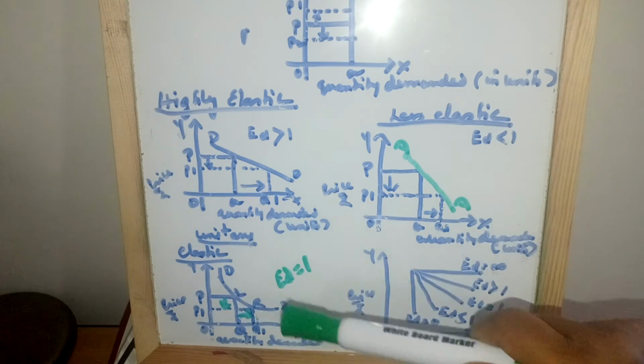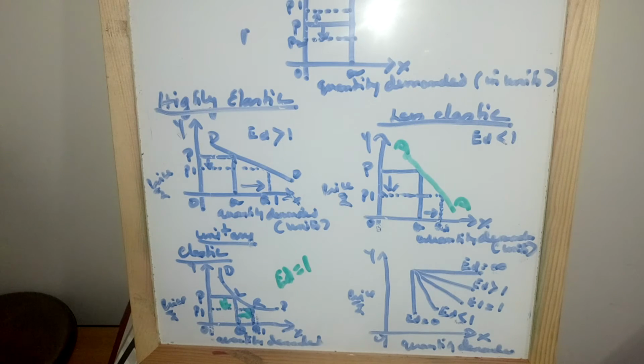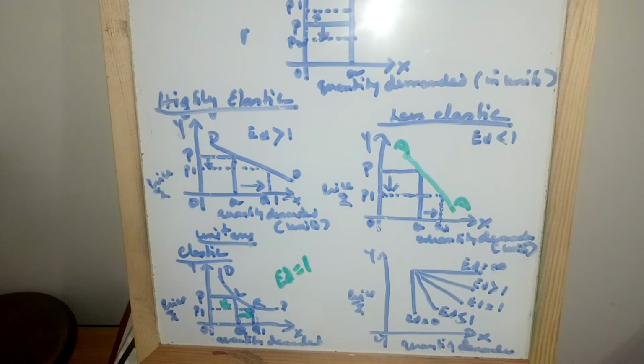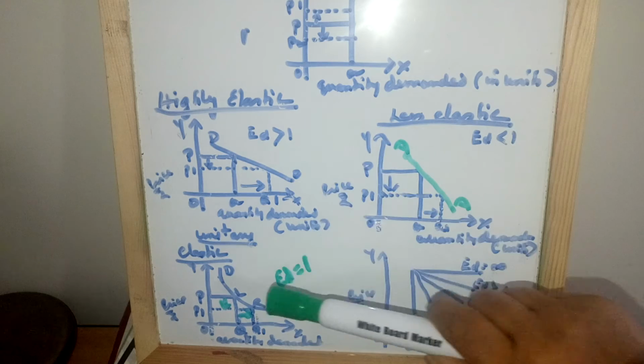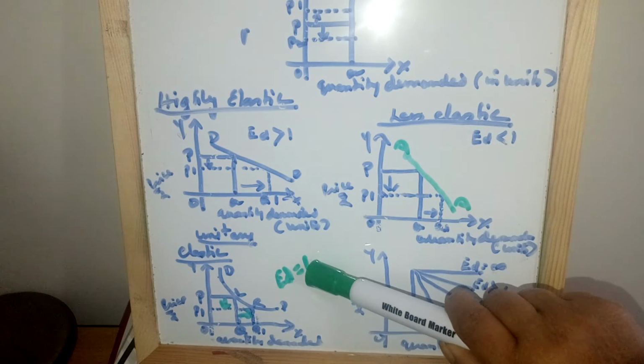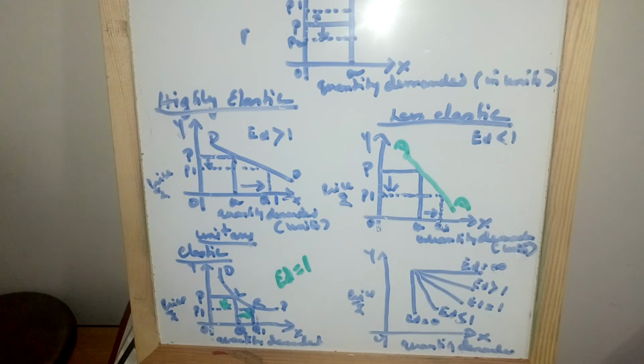So even if the price of 1 unit of a good is 20, the demand is 100. If it comes down to 10 rupees per unit, the demand will be 150 units. So you find the change is the same in price as well as the quantity demanded, which is called unitary elastic, where elasticity of demand is equal to 1.